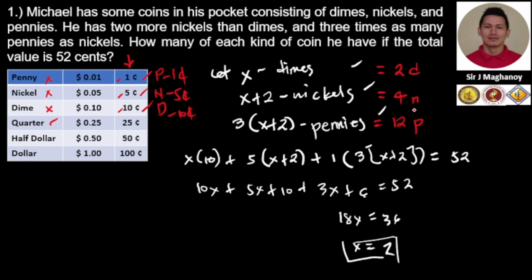Okay? So if we're going to check if our equation is correct, our total should be 52 cents. So, what is the equivalent of our 2 dimes? Each is 10 cents, so it will become 20 cents. About 4 nickels, each is 5 cents, so that will become 20. How about our pennies? That is 12, as the equivalent of our penny is 1 cent. So the sum is 52 cents. So we can safely assume that our answer is correct. Okay, let's move to our next example.